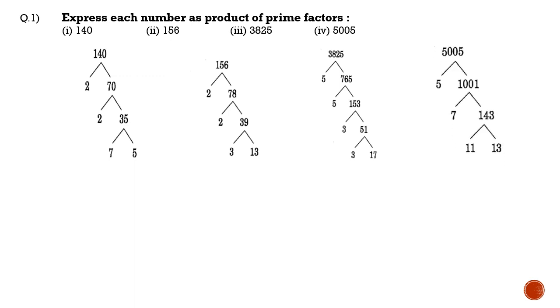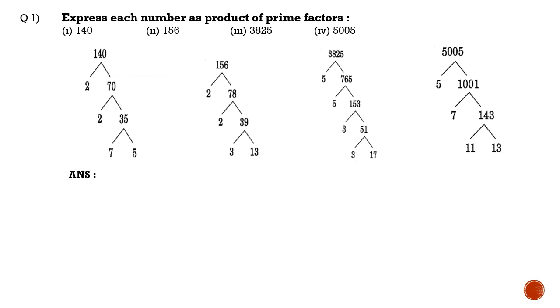Next one is 5005. It is not divisible by 2, not divisible by 3, so we'll directly go for 5. It can be written as 5 into 1001. Now it is not divisible by 5, so we'll go for the next prime number, which is 7. If we divide this by 7, we'll get 7 into 143. Now 143 is not divisible by 7 again, so we'll go for the next prime number, 11. It is divisible by 11. It can be written as 11 into 13. And 11 and 13 are both prime, so we'll stop our factorization here.